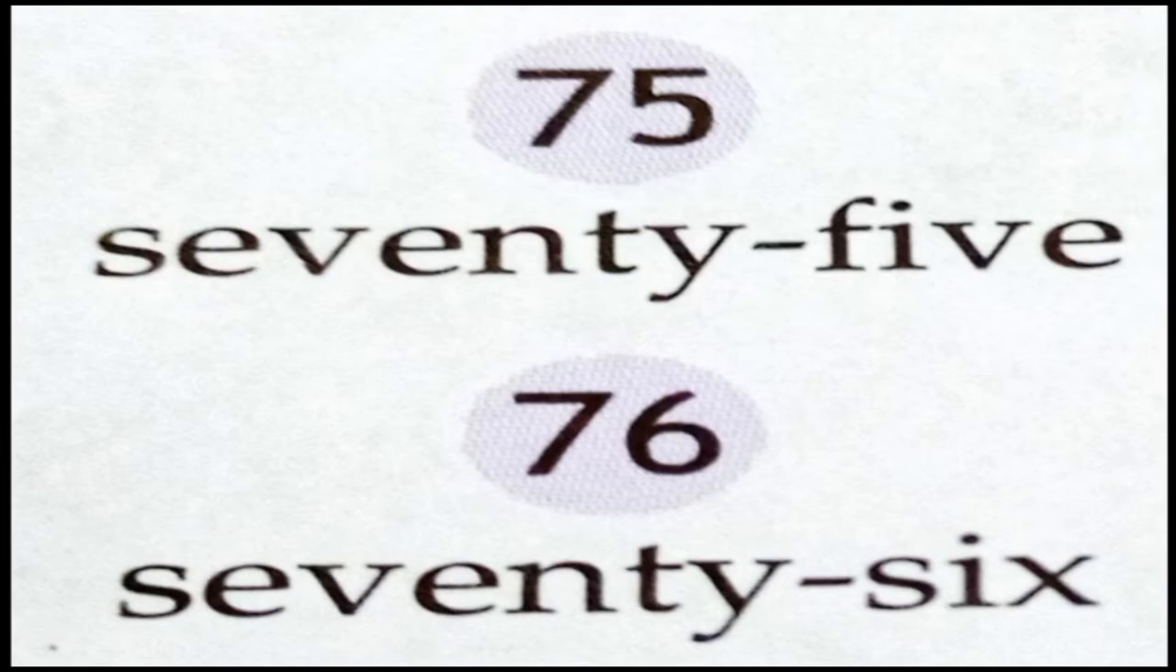75. Number name SEVENTY 70, FIVE 5, 75. Beta, 75, 5 is our ones and 7 is our tens. Yes, very good. Now next number name is, number or number name, number is 76.